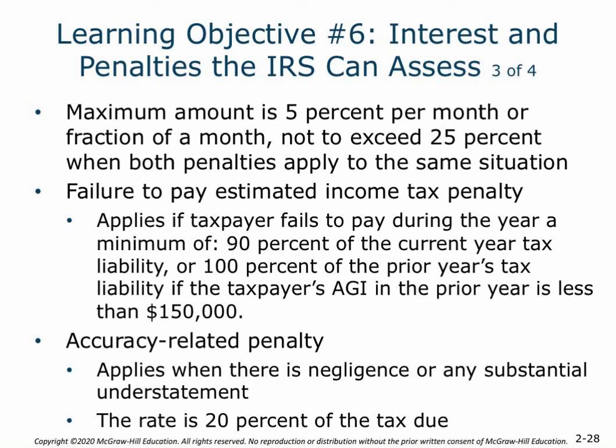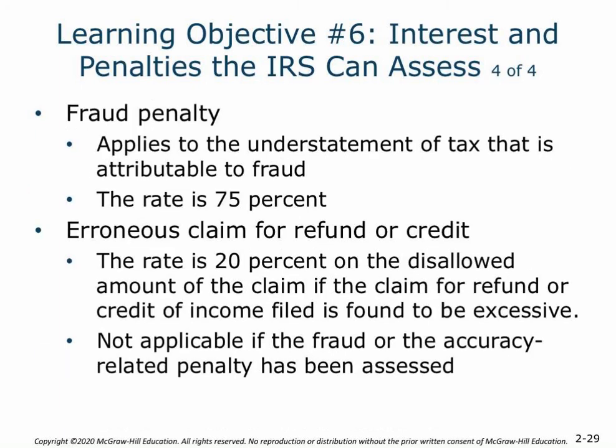The rate is 20% of the tax due. There's also a fraud penalty, and that's going to apply to the understatement of taxes that is attributable to fraud. So if you're intentionally trying to defraud the government, that will be a rate of 75% is what that fraud penalty could be.